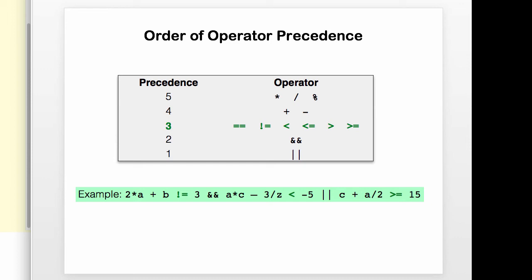The next level is the Boolean operators that we would test. So we would test equality: is it the case that 2 times A plus B is not equal to 3? And then we would look at, is it the case that A times C minus 3 over Z is less than -5, and so on. And then we're moving lower. We have the and and the or, and we need to know which one of these we do first.